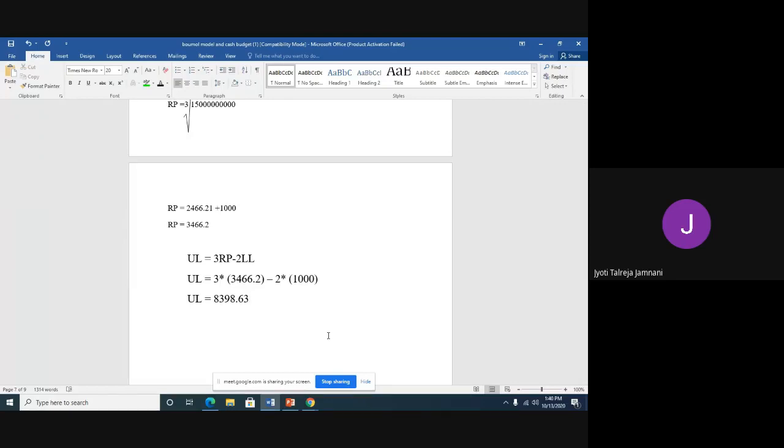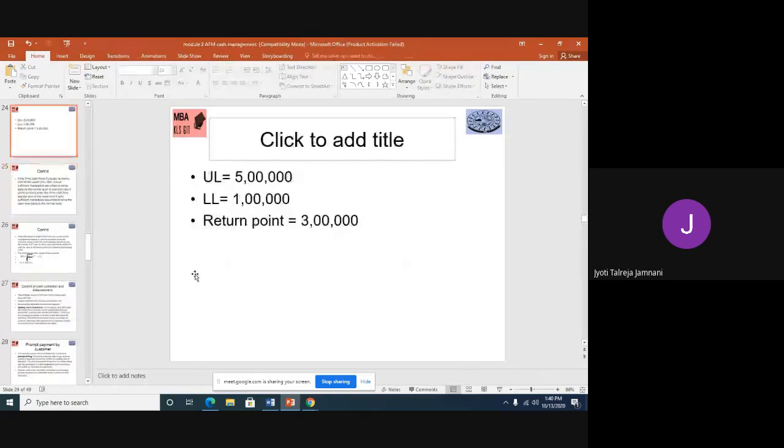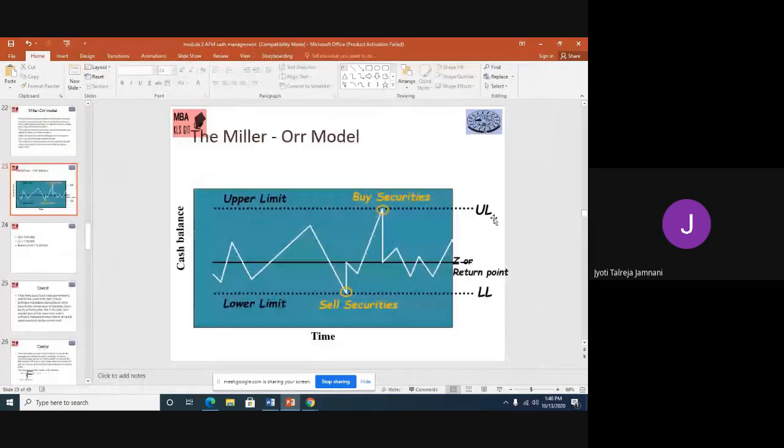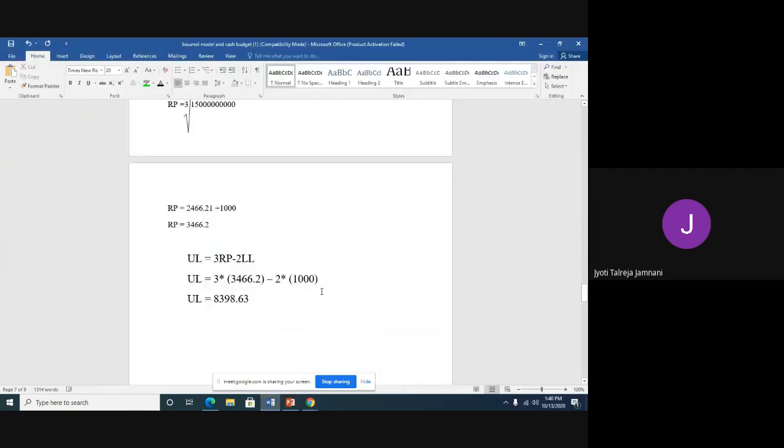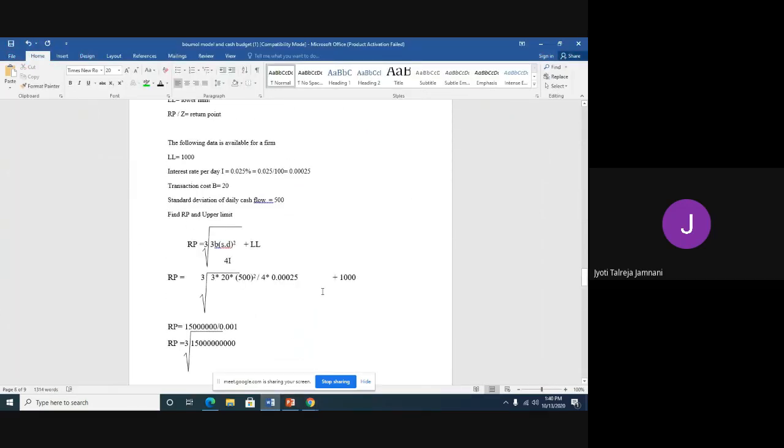If you put it in the graph now, which I showed you in the PPT, upper limit will be 8398. Lower limit they've given you is 1000 and return point you have found as 3466.2. These are the values that can be put in the table and the calculations can be further taken. Any doubts with the first problem on Miller-Orr model?